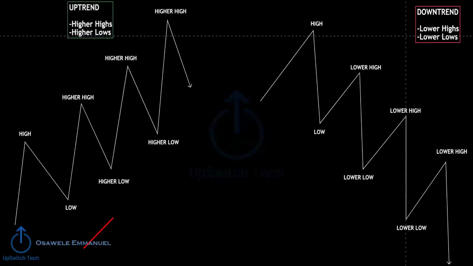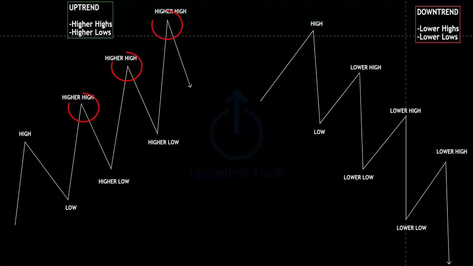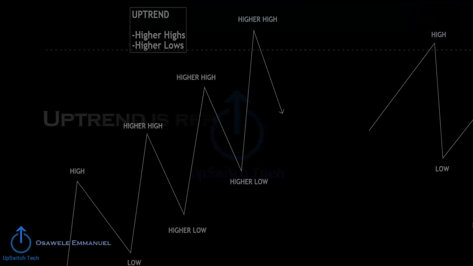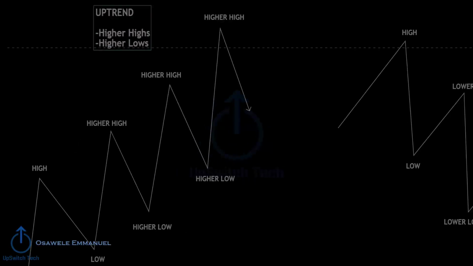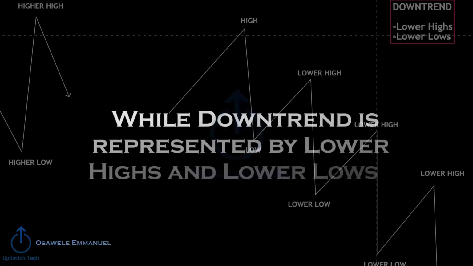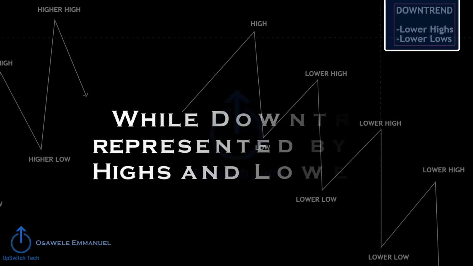When the market price of an asset is on an uptrend, it most times creates a series of higher highs and higher lows. And when the market price of an asset is on a downtrend, it most times creates a series of lower highs and lower lows. Uptrend is represented by higher highs and higher lows, while downtrend is represented by lower highs and lower lows.